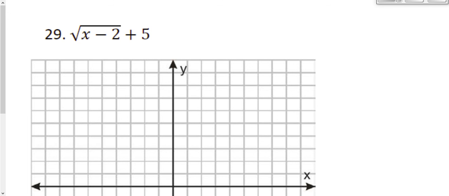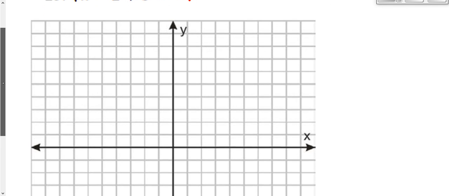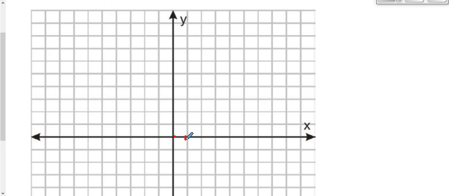This one is going -2, so that's to the right 2. And that +5 means that I'm going up 5. And that's going to change my starting point. Those are the only transformations from my parent function, right 2 and up 5. So from my origin, I'm going to move right 2 and up 1, 2, 3, 4, 5, there, and that's my starting point right there.